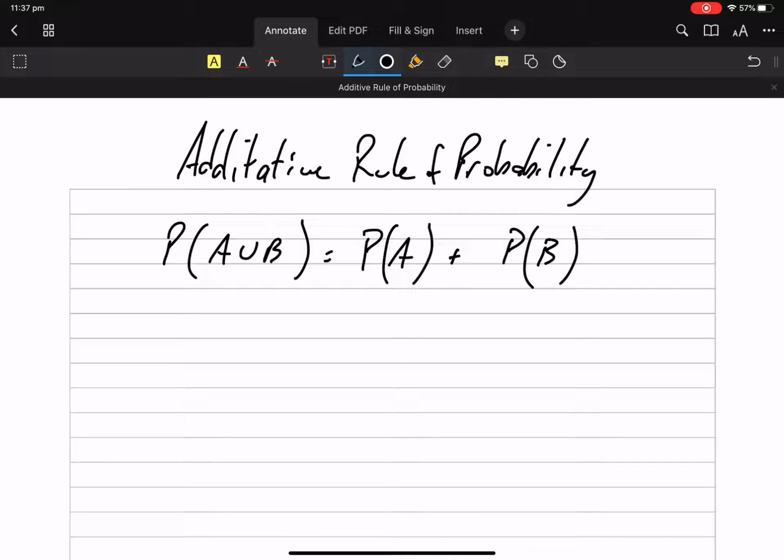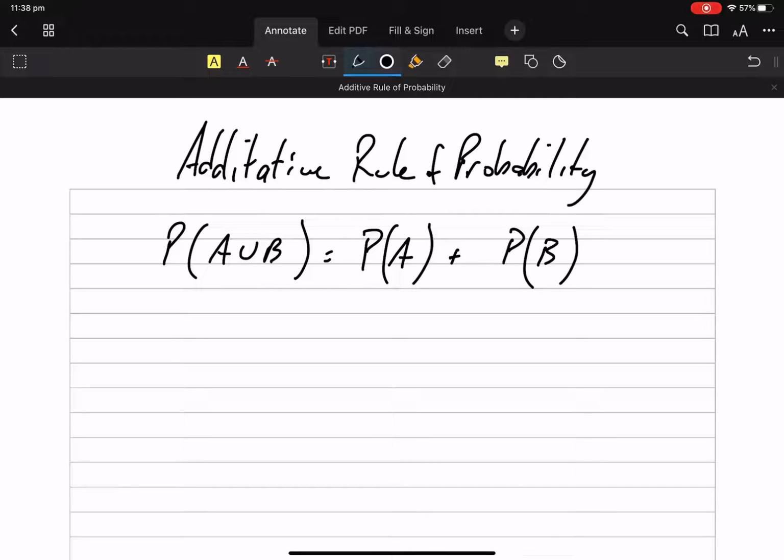Right, so this is the additive rule of probability. If you're not my student, this video is just for grade 8 maths. If you're in grade 9 or above, you will not watch this video because the rule changes. This is just for grade 8 for mutually exclusive events.